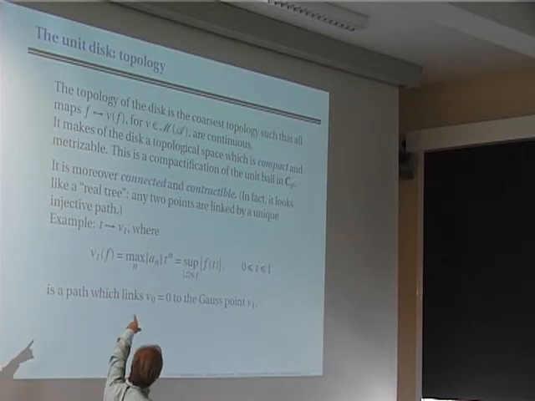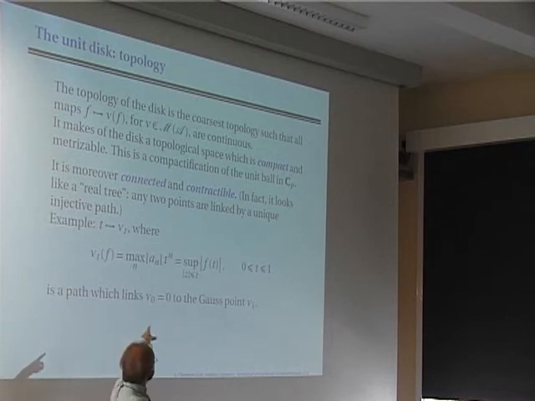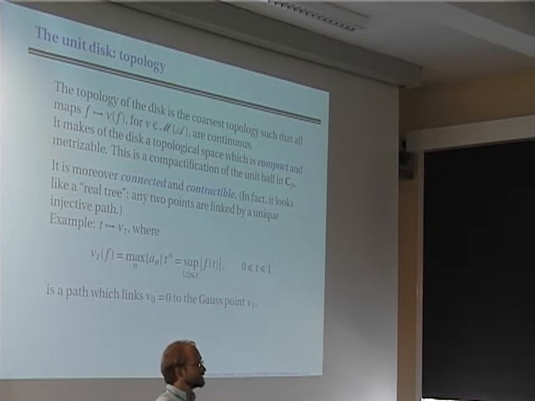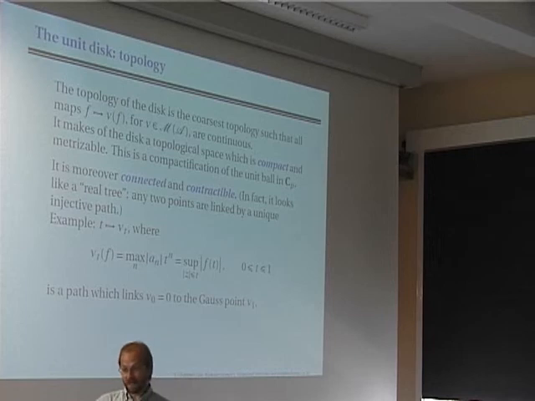And I define nu t of a function f, where f is the sum of a_n z^n, to be the maximum of the absolute value of a_n times t^n. And this is exactly the supremum of the function f on the disk of center 0 and radius t. And this is still multiplicative by Gauss's theorem. Okay, so this gives you a semi-norm.